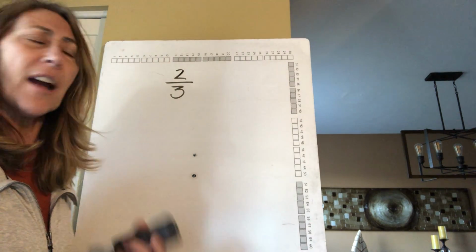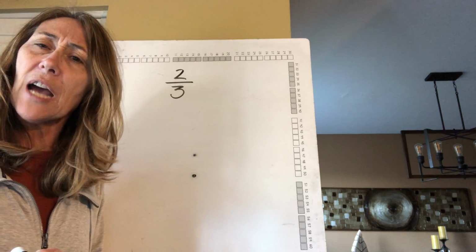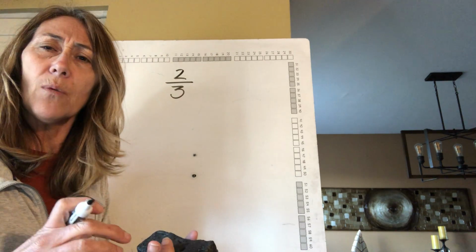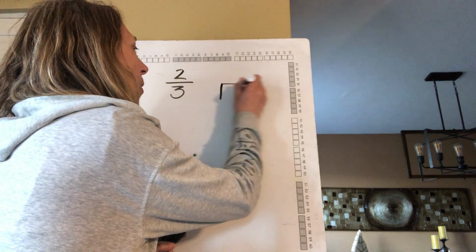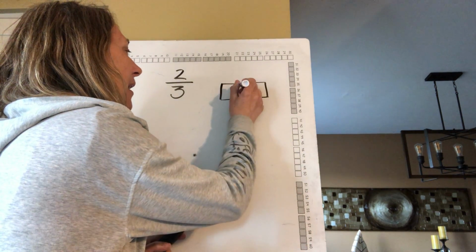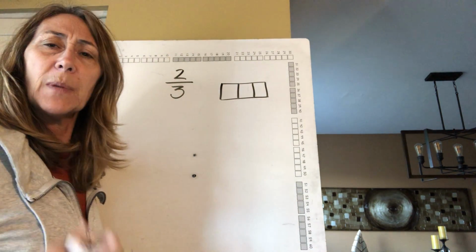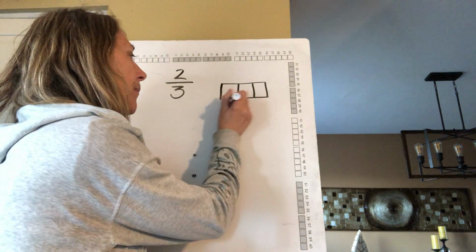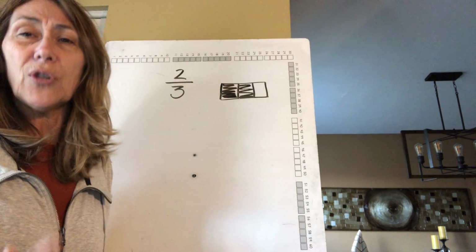2/3 is a fraction. A fraction has a top numerator, a bottom denominator. The bottom denominator tells me how many equal pieces are in the whole. The key word is equal. So my whole is going to be a fraction bar, and it's going to have 3 pieces. My top numerator tells me I'm referencing 2 of those. So this fraction bar shows me 2/3.